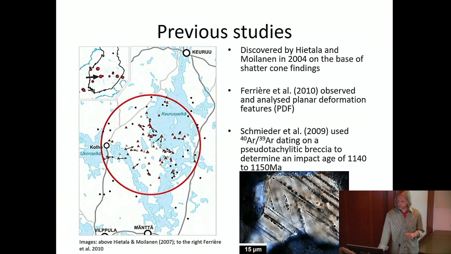The impact character of the structure was confirmed by Ferrière et al. in 2010, as they found planar deformation features in rock sampled there. Seen in a picture here, these planar deformation features are, well, as the name already says, deformative planes, which appear oriented at major crystallographic lattice orientations. The impact structure was also dated by Schmieder et al. through argon-argon dating on a pseudotachylitic fracture that they found in the structure. And the age was determined to be about 1.14, 1.15 billion years.